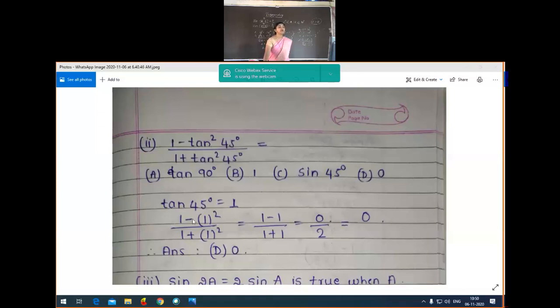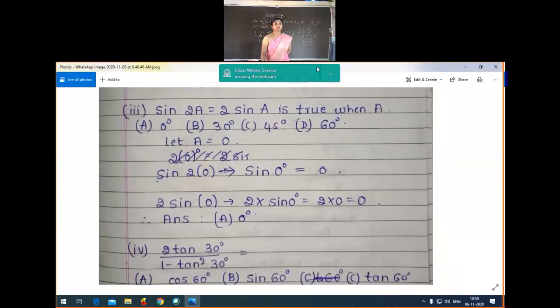We have to verify. So we all know that tan 45 degree is 1. Just substitute: 1 minus 1 square divided by 1 plus 1 square. Next, 1 minus 1 square is 1 minus 1, divided by 1 plus 1 square is 1 plus 1. 1 minus 1 is 0 divided by 2. 0 by anything is 0. So which option is right? Option D is right. Option D, 0 is the right answer for the second multiple choice question. Is that clear, students? Yes, we'll go to the third question now.